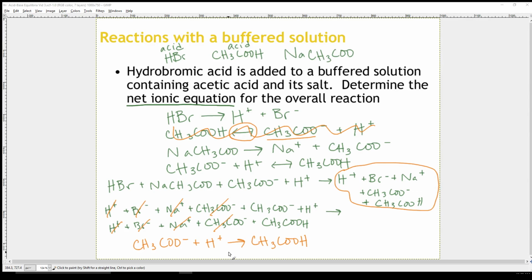Wonderful. Well, we know that this is reversible, so we can go ahead and do that because we have a weak substance over here and its conjugates. Okay, well that's that one. Let's try another.